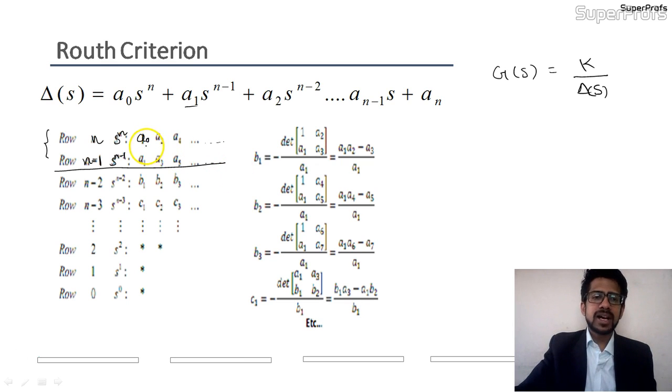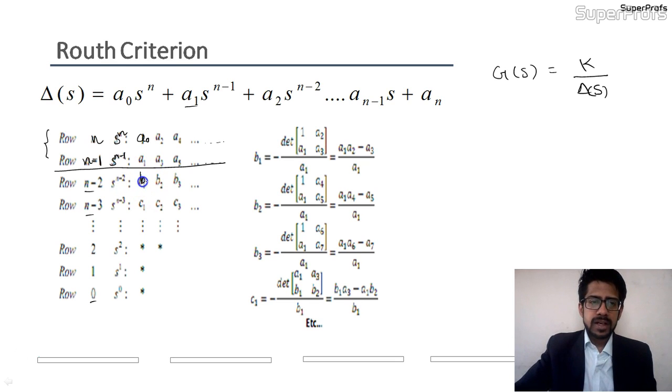Now after building up the a0, a2, a4 and a1, a3, a5 rows, we have to calculate the following rows, which are known as the n minus 2 row, n minus 3 row, and so on. We have to go till the row of 0. Now how to calculate the elements in the s raised to n minus 2 row, s raised to n minus 3 row? It is given on the right side.